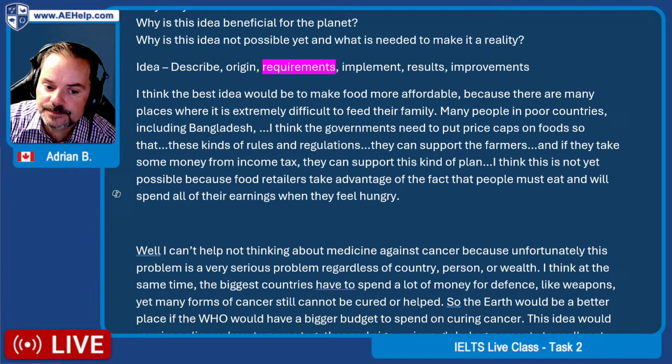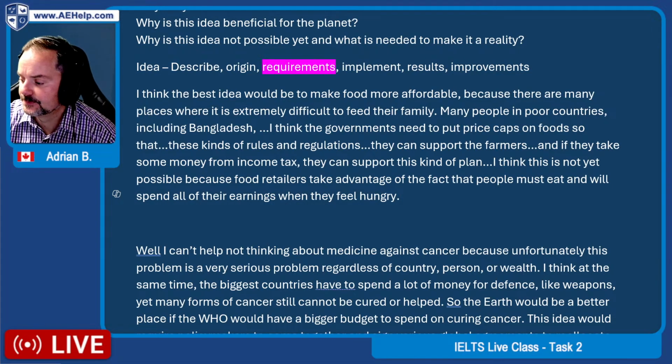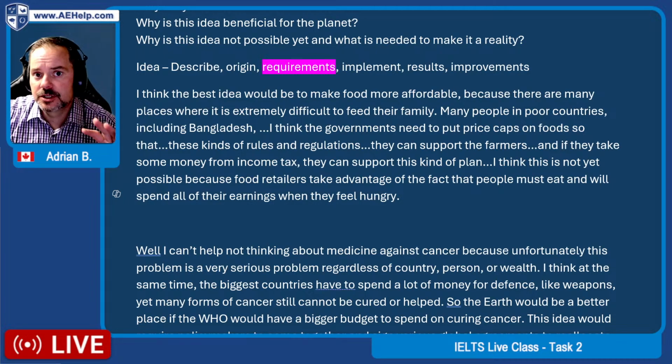I think it is not possible because food retailers know the fact that people will eat no matter what and spend all their money when they feel hungry. Yeah, very good. When they feel hungry. So that's kind of working towards that band 9.